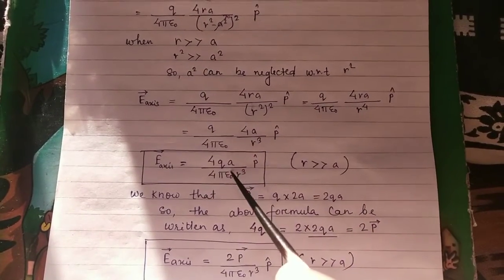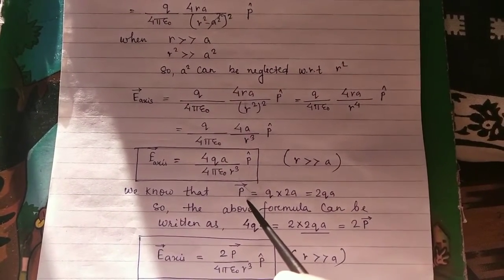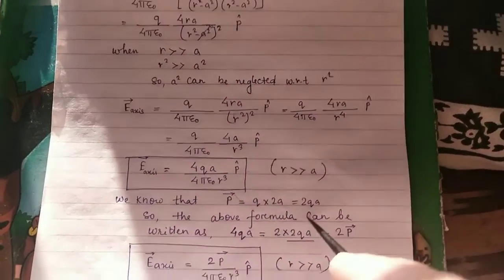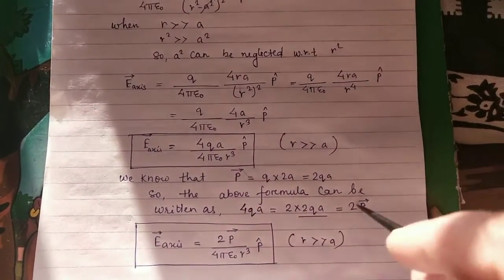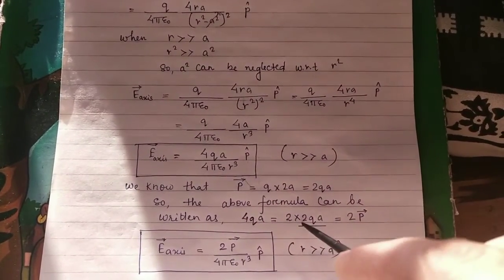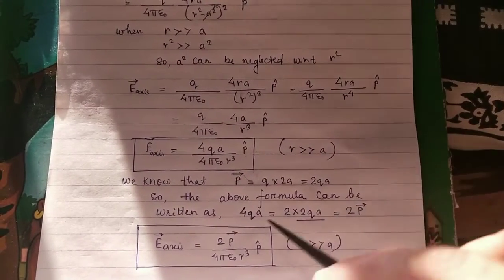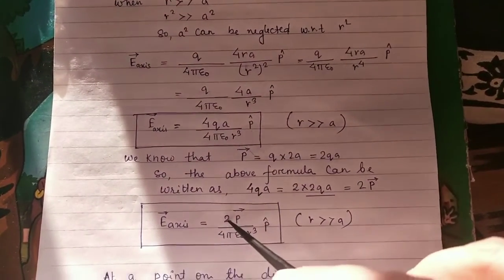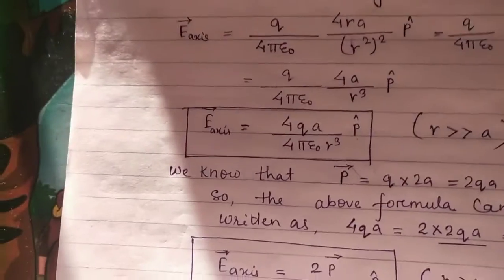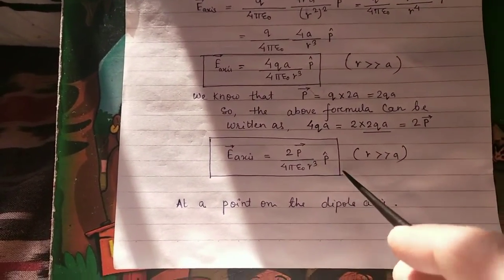So here we can write this formula in terms of electric dipole moment. We know that dipole moment P equal to q into 2a, that is 2qa. So the above formula can be written as 4qa in the numerator, we can write 2 into 2qa, and 2qa is equal to P. So E axis will be written as 2 in the numerator, now it is 2p divided by 4 pi epsilon naught r cube P vector.